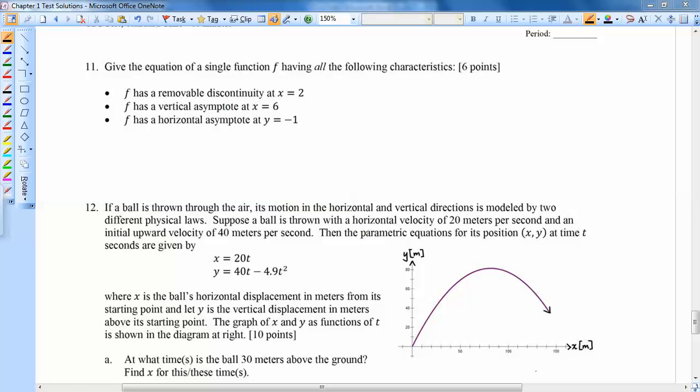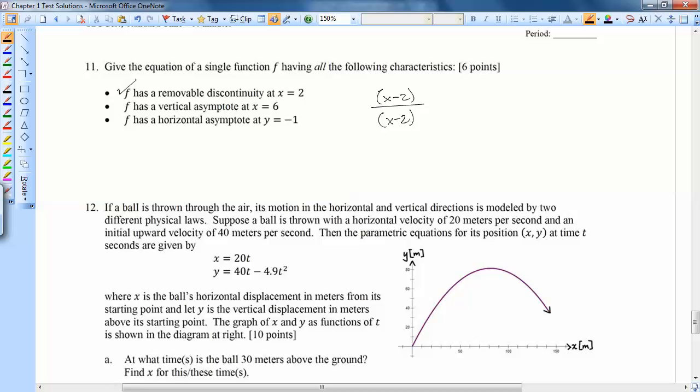In number 11 on the chapter 1 test, you have to give an equation of a function having all these different characteristics. So a removable discontinuity at x equals 2, remember that's when stuff cancels. So if I just put an x minus 2 on top and an x minus 2 on the bottom, that'll look just like the line y equals 1, except for the fact that there's a hole at 2. So that works for the first part.